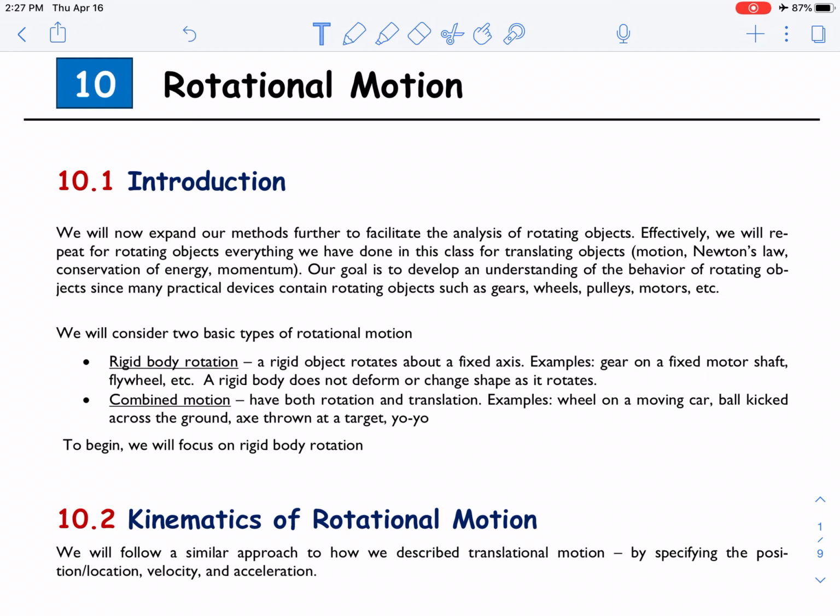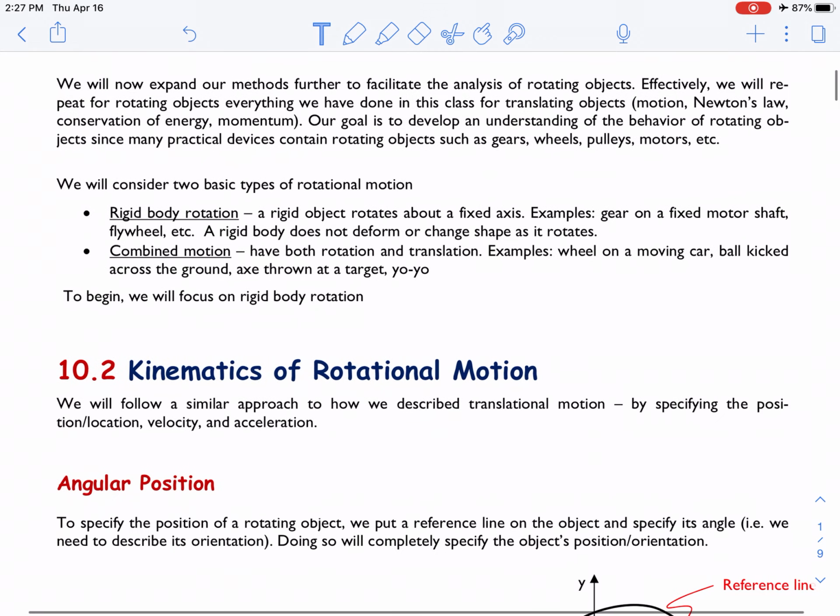So our goal is to develop an understanding of the behavior of rotating objects, since many practical devices contain rotating objects like gears, wheels, pulleys, motors, and you are probably going to work with them in the future, and even in future classes. But I'm also thinking about when you get a real job and such.